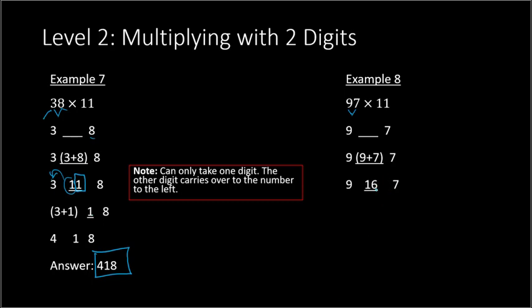So the problem is here that we can only take one digit. We can only take the 6. So the 6 would go here. So we have 7 and then 6, and then the 1 carries over with the 9 to get 9 plus 1, which would be 10. So we have 10, 6, 7. You put that together, and that gives you your solution of 1067.